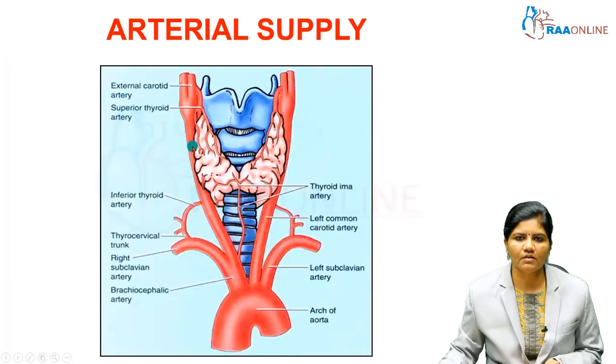Welcome to Raaonline. Let's see the blood supply of the thyroid gland. The thyroid gland has a rich blood supply because it is one of the largest endocrine glands. The main blood supply is from the superior thyroid artery and the inferior thyroid artery.